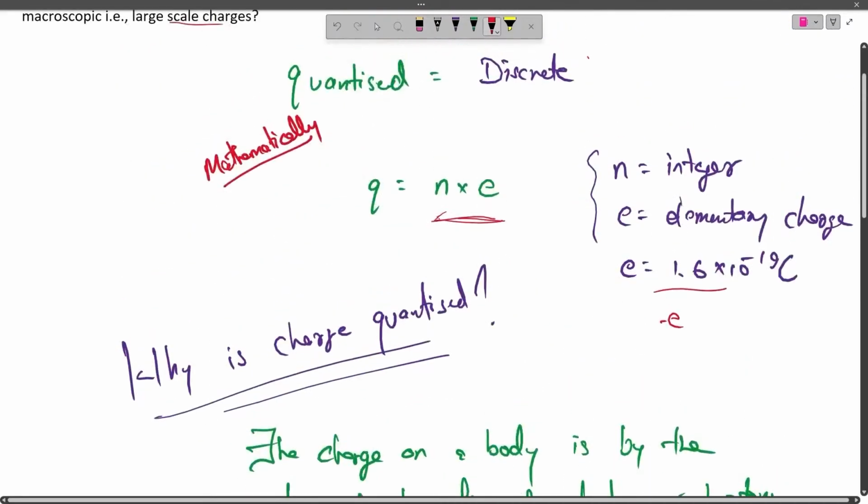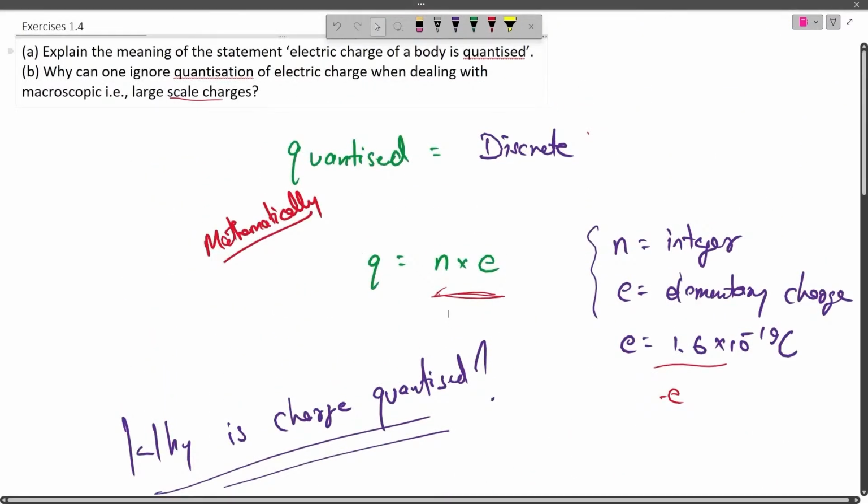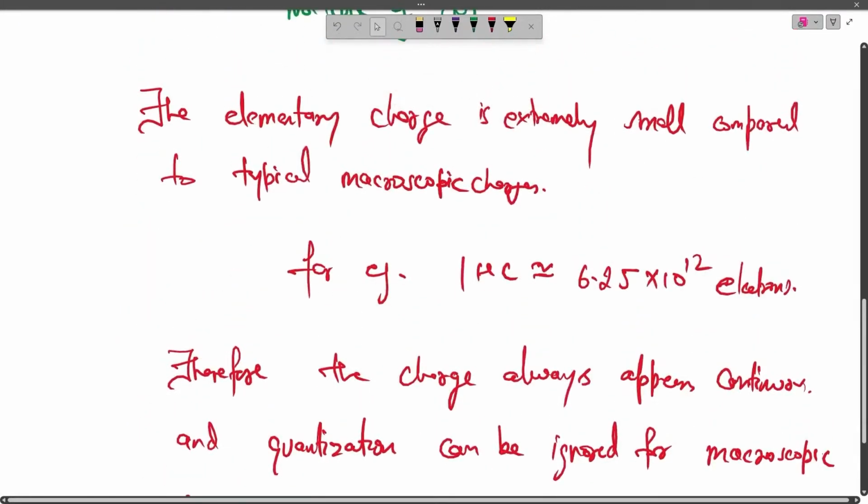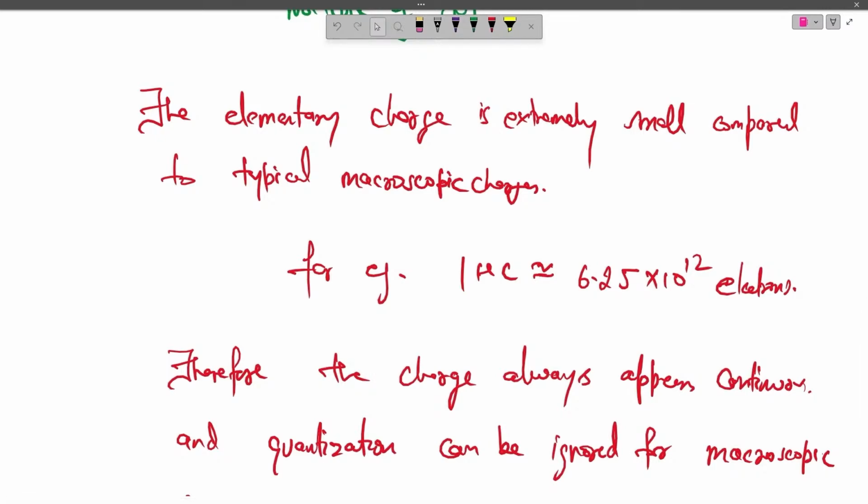Now the second part of this question is, why can one ignore quantization of electric charge when dealing with macroscopic, that is large scale charges? So the elementary charge is really small as compared to typical macroscopic charges. For example, if we have charge of 1 microcoulomb on any body, then it would be composed of 6.25 into 10 to the power 12 electrons. Now this number of electrons is quite massive, and therefore the charge always appears continuous for macroscopic charges, and the quantization can be ignored for macroscopic phenomena.